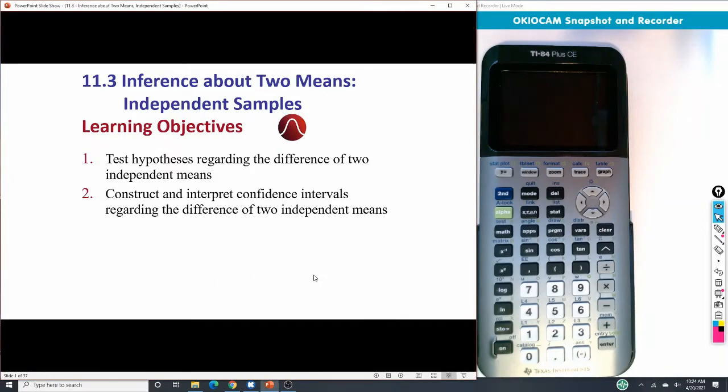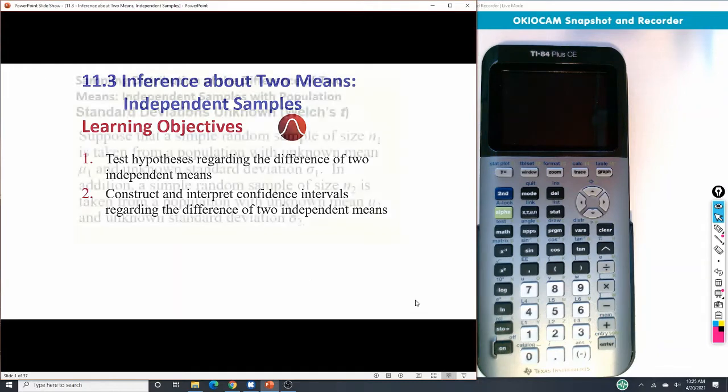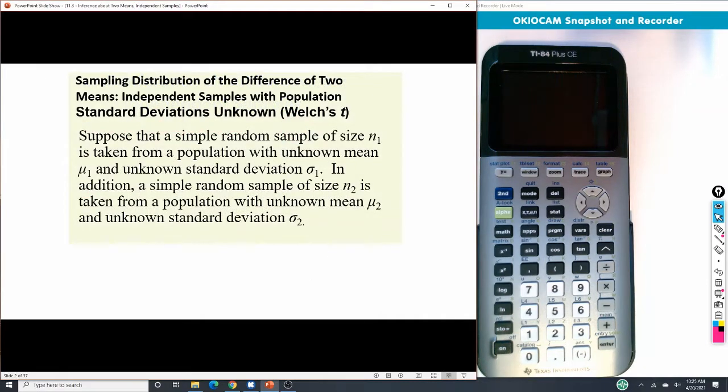11.3 Inference about two means, independent samples. Before, we looked at dependent samples. Today we want to look at independent samples and move forward with those pieces. First of all, we are looking at the sampling distribution of two different means with unknown standard deviations.